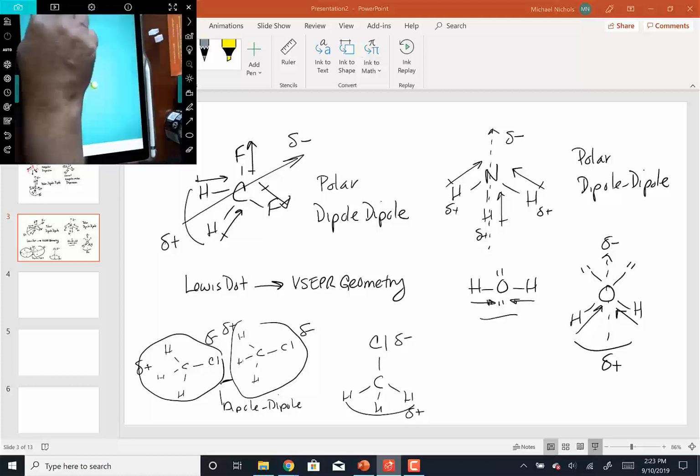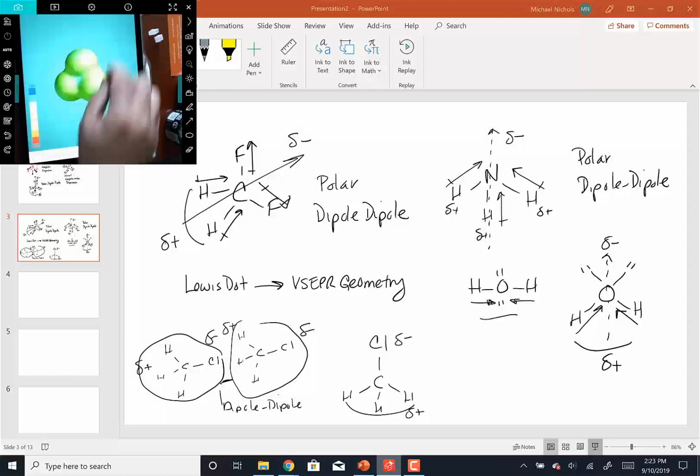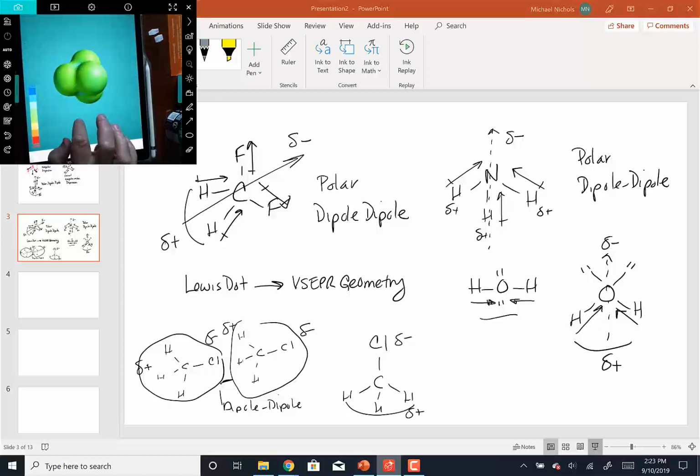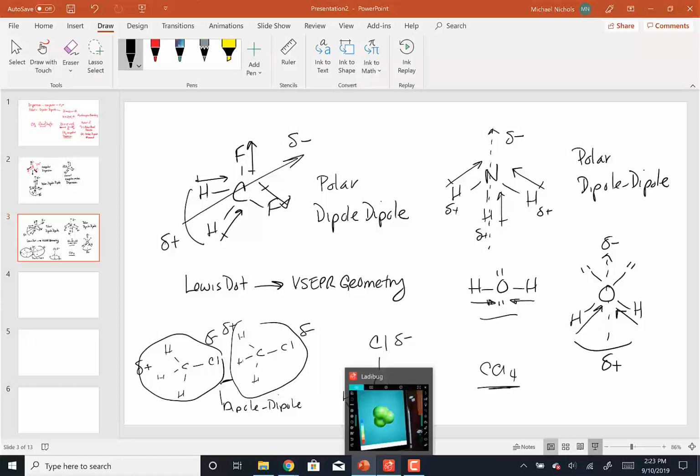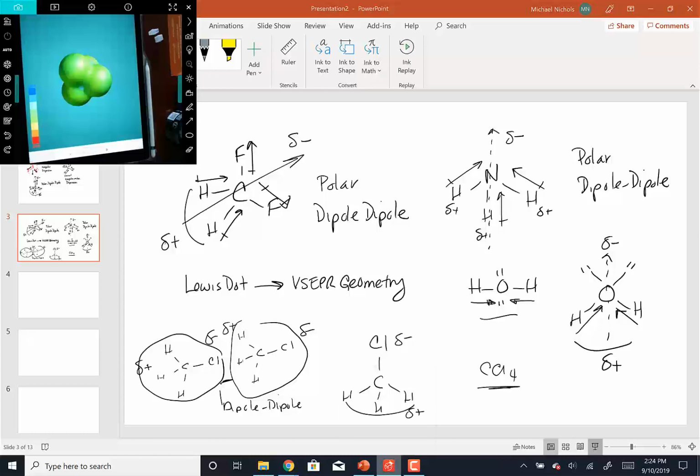And now let's put the electron densities. And so here is CCl4. And what you can see with CCl4 is that all of the atoms have the same shading of green. And there is no delta plus or delta minus difference on the surface. So actually, CCl4, carbon tetrachloride, is actually nonpolar.